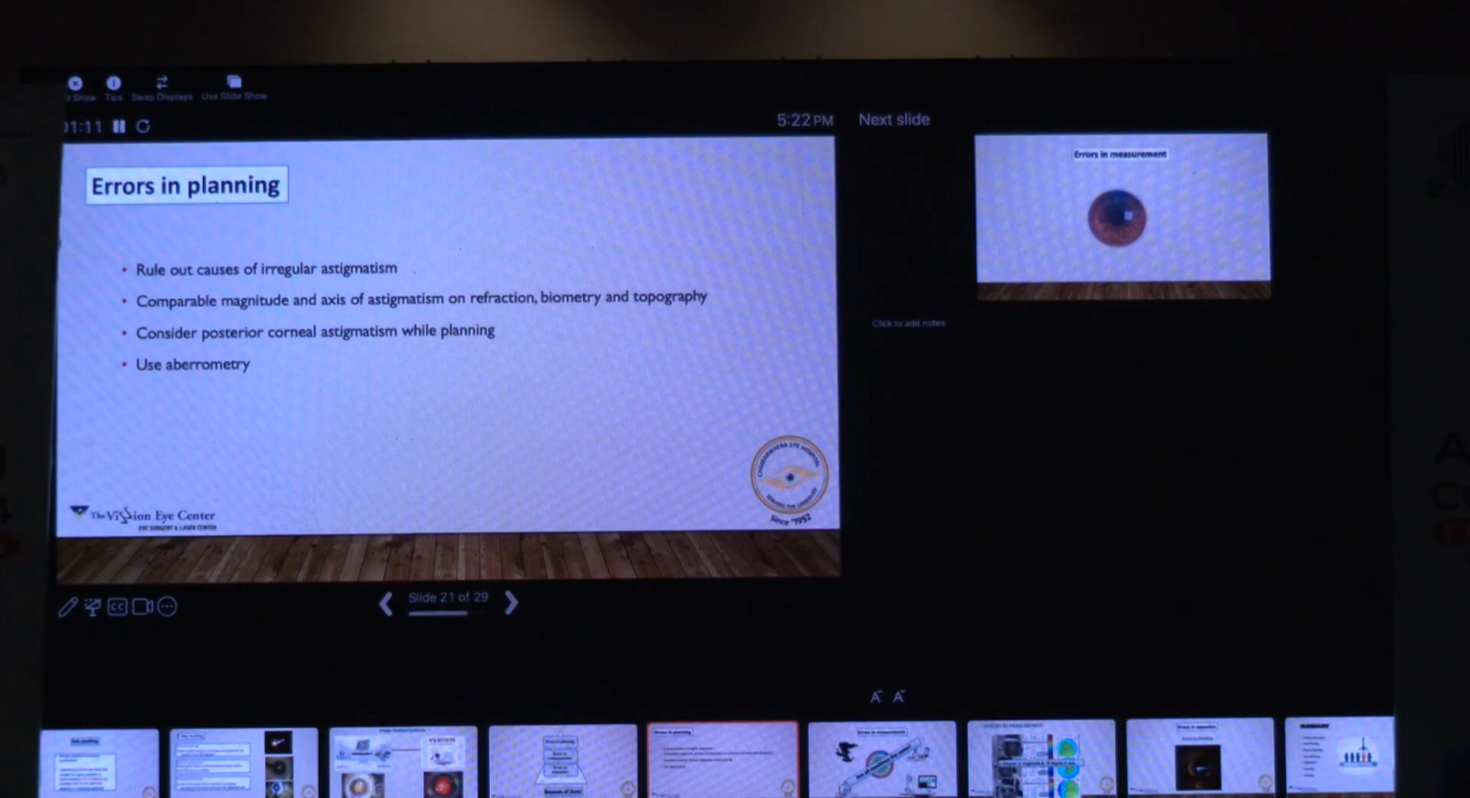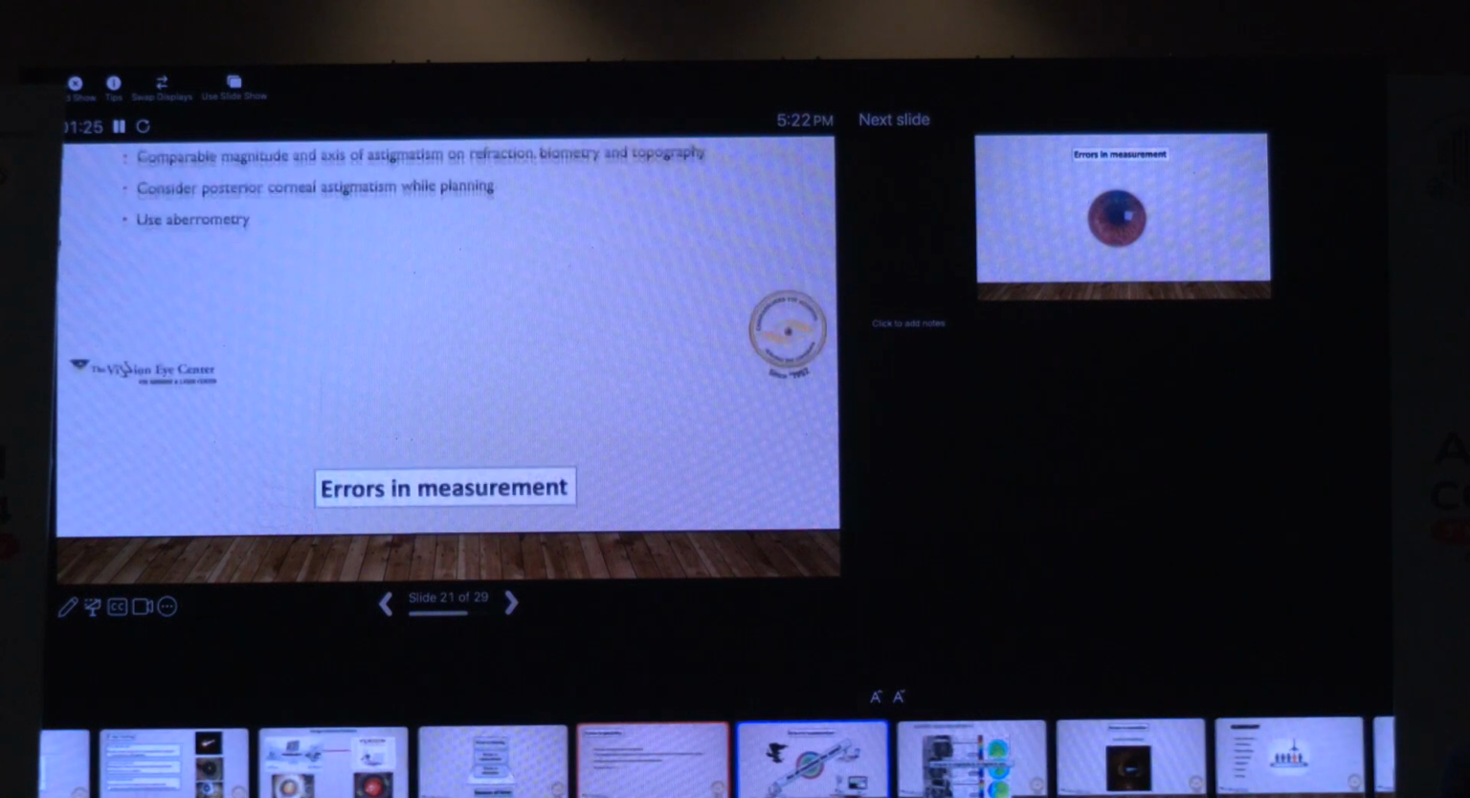Errors in planning can rule out causes of irregular astigmatism, as I mentioned earlier, comparable magnitude of axis of astigmatism on refraction, biometry, and topography. If these are not matching, that's a red flag sign. Consider posterior corneal astigmatism as well and use aberrometry where possible.